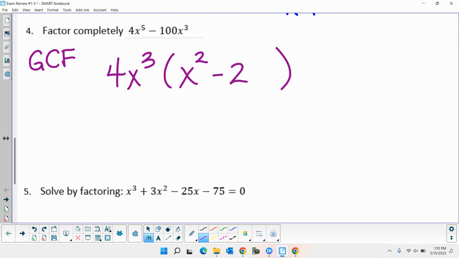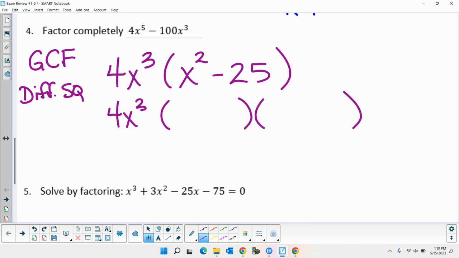What's the second thing I told you you should look for when you're doing factoring? Difference of squares. Is that a difference of squares? Yes. All right. So when we do a difference of squares and our GCF doesn't change, we make 2 sets of parentheses, and then we just take square roots.